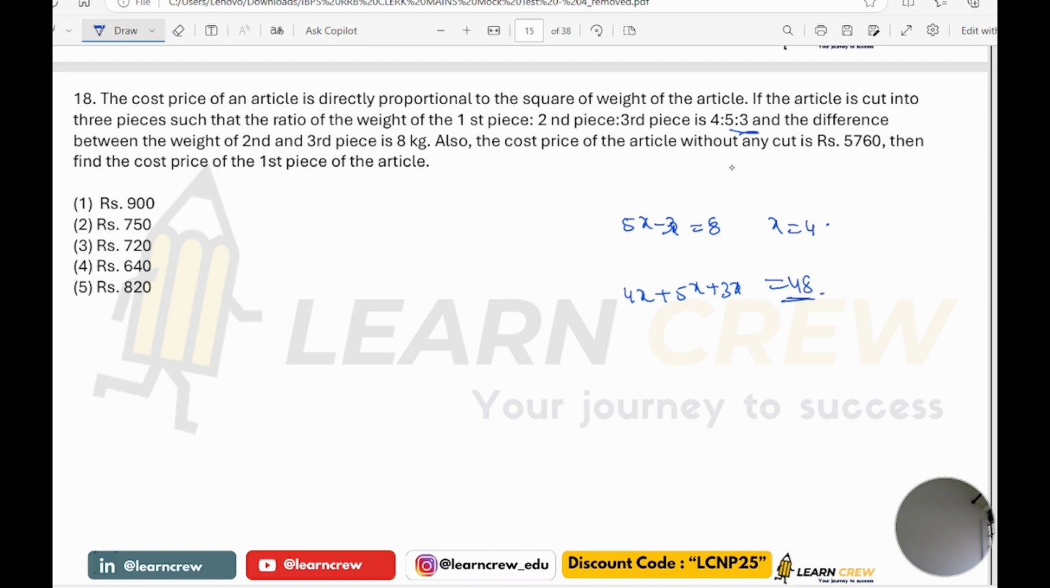Now what is given here? The cost price without any cut is 5760. So it is directly proportional. That's why I can say k into 48 square. K into 48 square is 5760. So I will get k as 5760 divided by 48 square, which is 2.5.